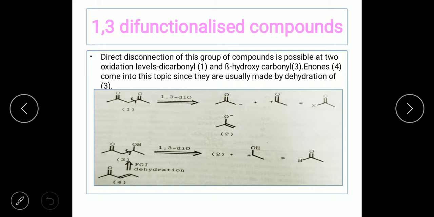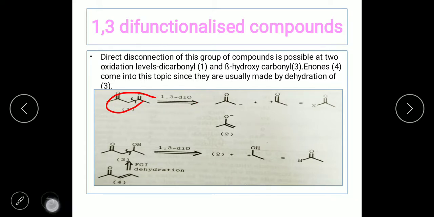So here, if you look at this diketone, if you start numbering, one carbon is going to have numbering 1, 2 on the subsequent carbon, and 3 on the other carbonyl carbon. Hence it is called a 1,3 disconnection. And since these are carbonyl compounds, you should write it as DIO instead of DIX. So it is 1,3 DIO.